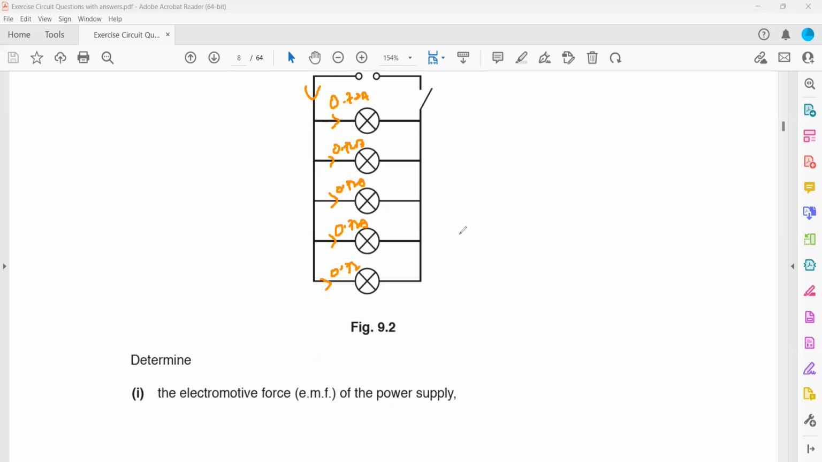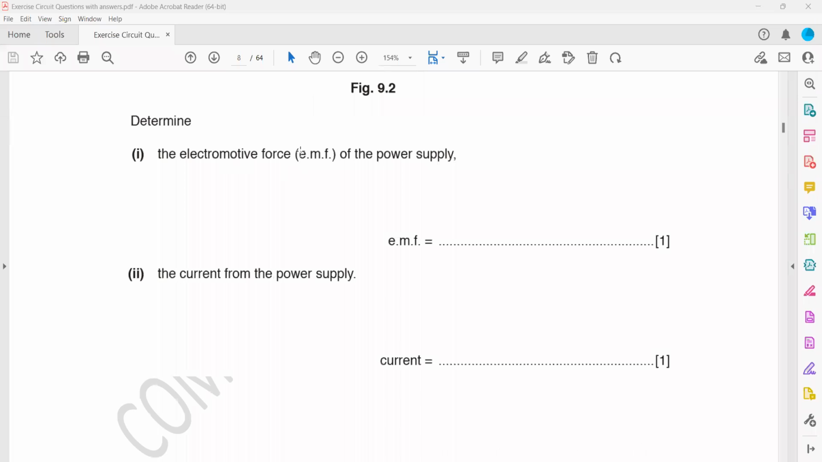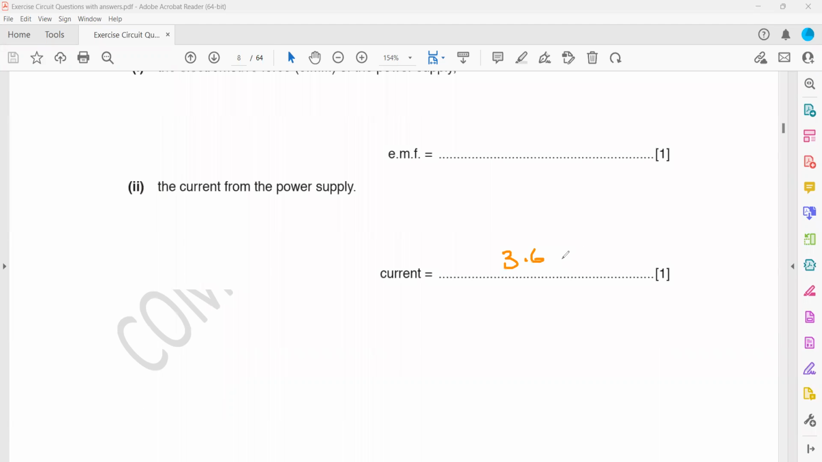So how do we work out the total current from the supply? It will be 0.72 in each branch multiplied by the number of branches or components, that's 5. So 0.72 multiplied by 5. What's the answer? 3.6. So the total current is equal to 3.6 ampere. And this was 8 volts.